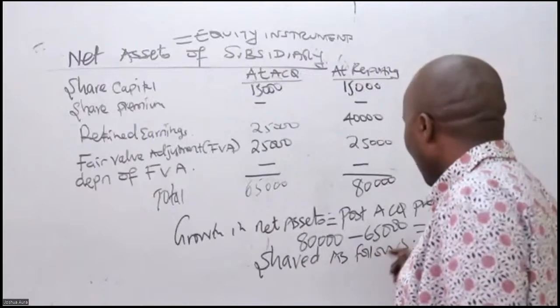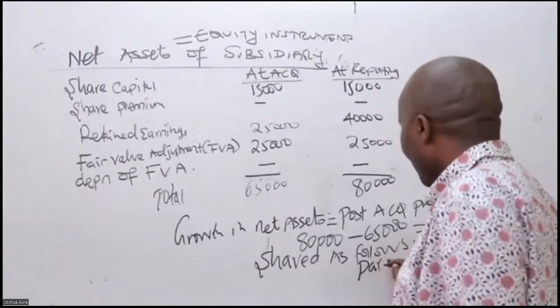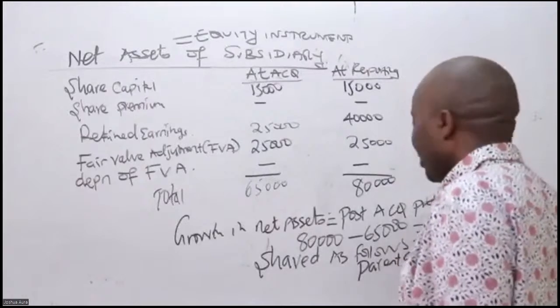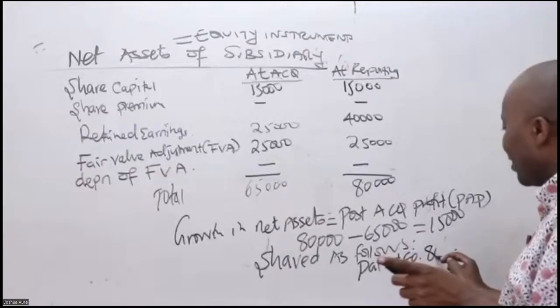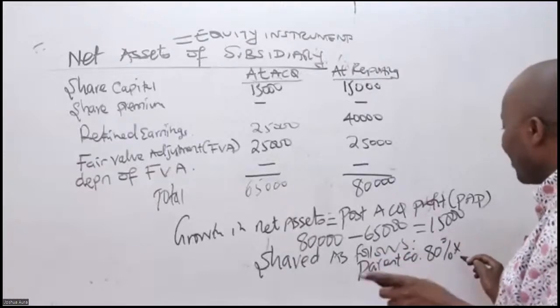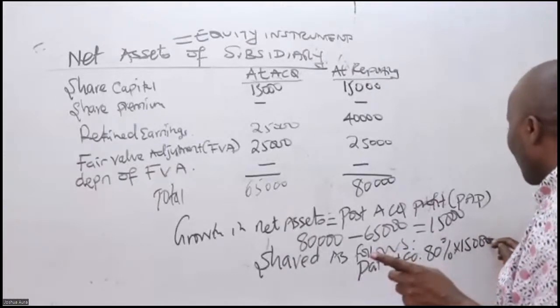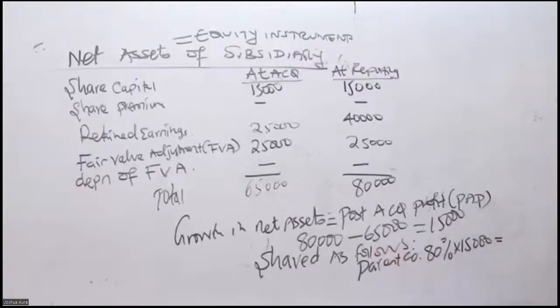So we have here the parent company, which owns 80%. So 80% of 15,000, what do we have here? 12,000.